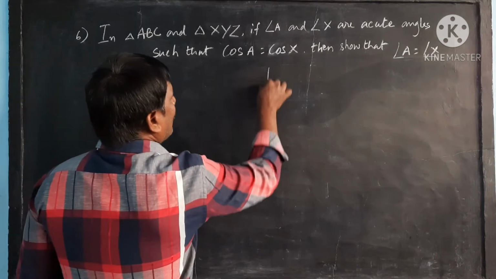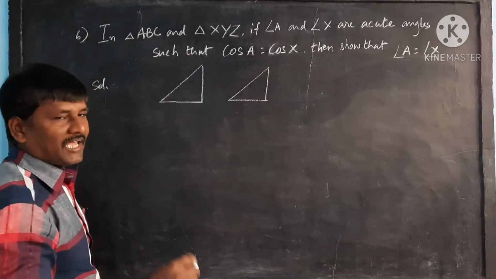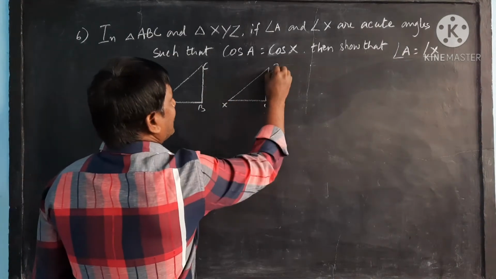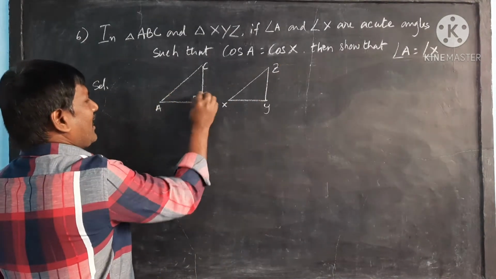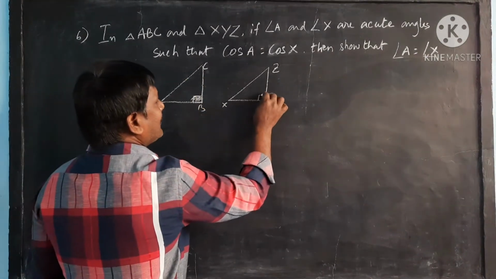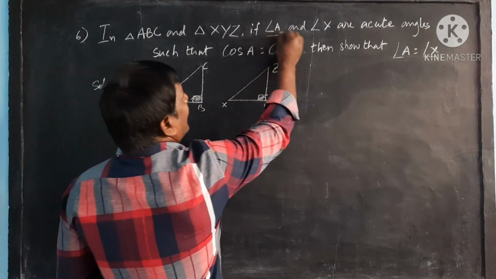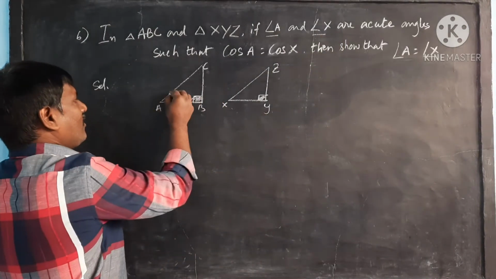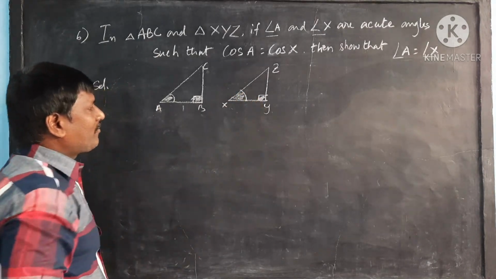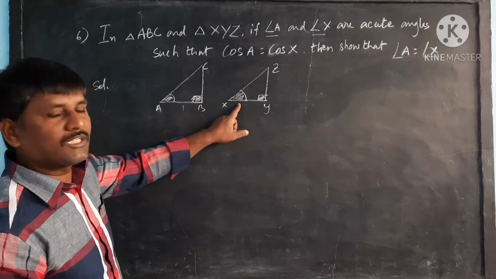First of all, you have to draw two triangles. They are triangle ABC and triangle XYZ, in which angle B is right angle in triangle ABC and angle Y is right angle in triangle XYZ. In the question it is given that angle A and angle X are acute. Look here, angle A is acute angle in triangle ABC and angle X is acute angle in triangle XYZ.